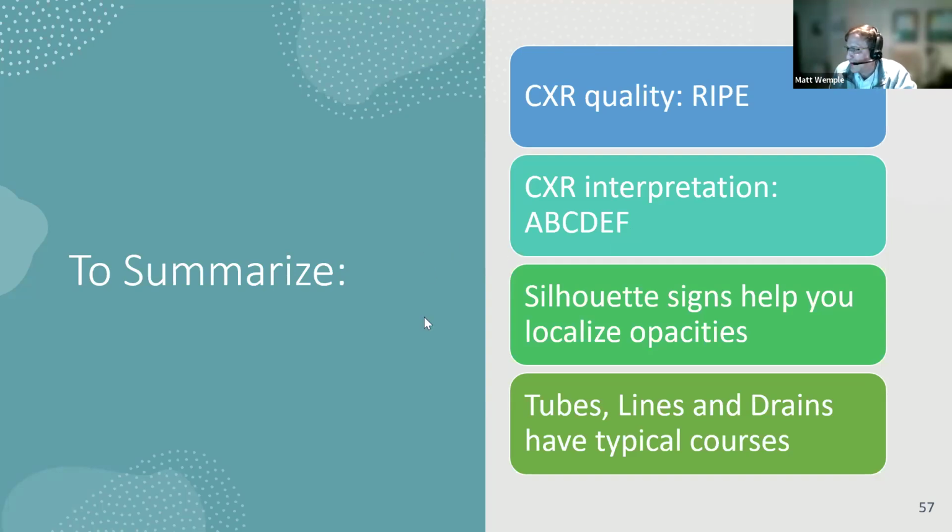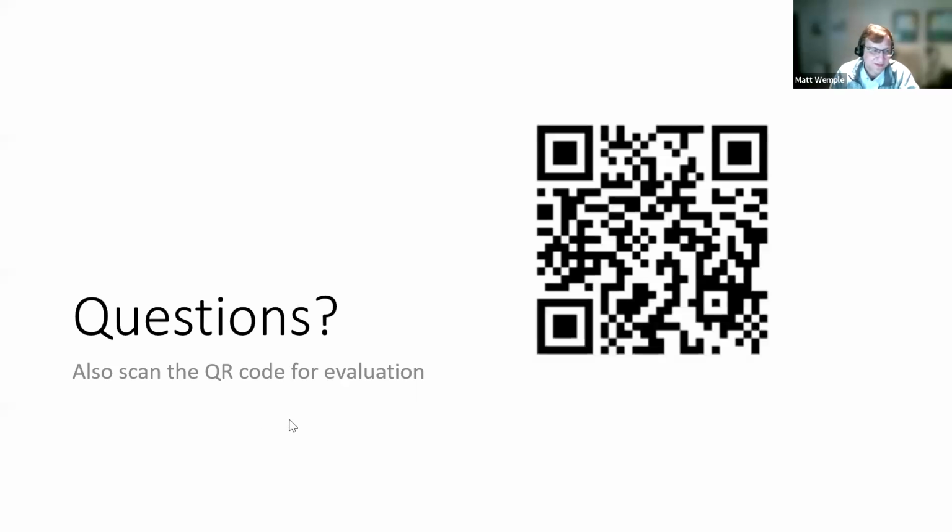The silhouette signs help you localize opacities. So when you lose a crisp border, usually something is going on there. And then tubes, lines, and drains have typical courses that you want to make sure they're following when you're verifying placement. So yeah, I think that's all I have.